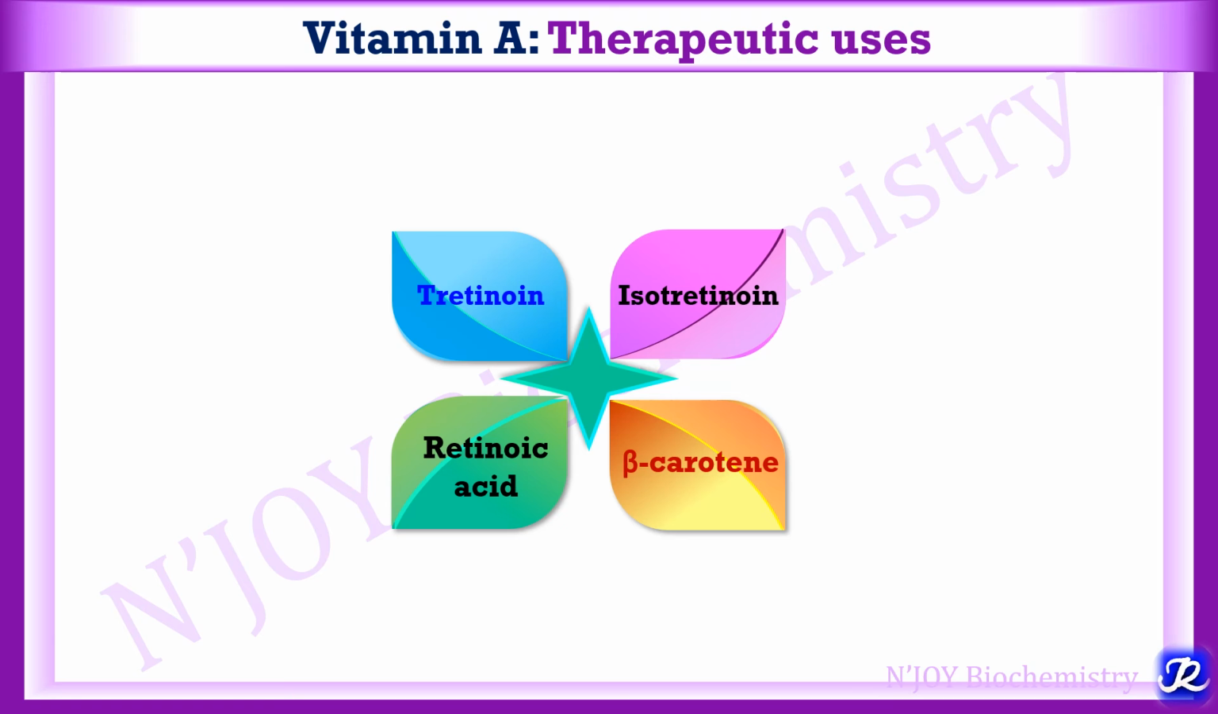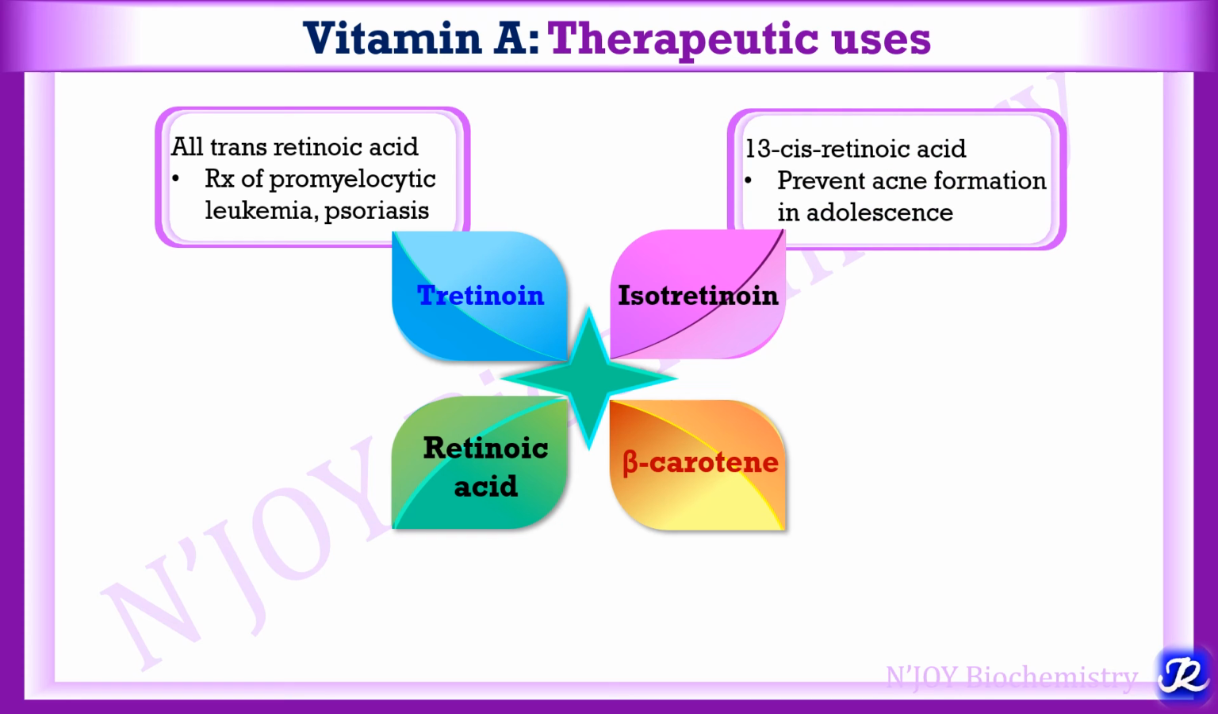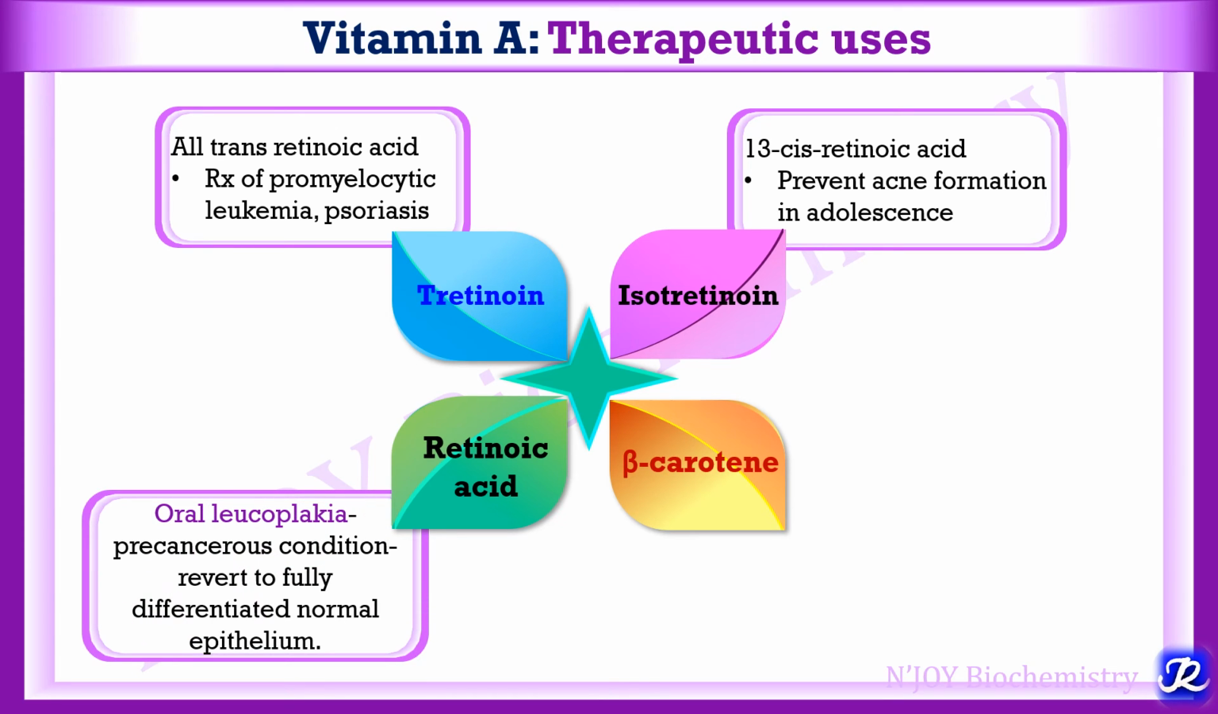Now let's see the therapeutic uses of vitamin A. The tretinoin form, that is all trans retinoic acid, is used in the treatment of promyelocytic leukemia as well as psoriasis. Isotretinoin, that is 13-cis retinoic acid, is used to prevent acne formation in adolescents. The retinoic acid is useful to revert the precancerous condition, that is oral leukoplakia. The condition can be reverted to fully differentiated normal epithelium.